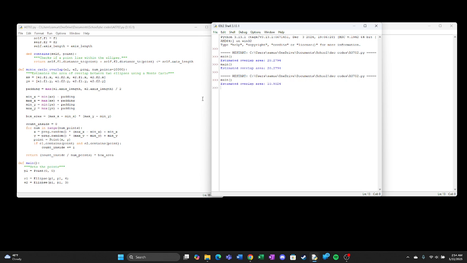And then in good time, the estimated overlap of these two circles is 10.9024.